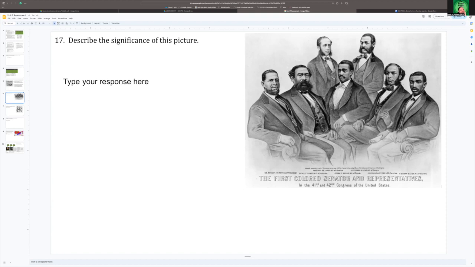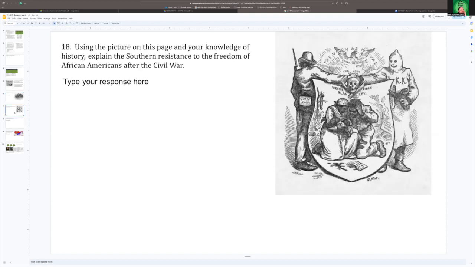But basically, the significance of this picture is multifaceted. It's not just the title of this photo that's here. I would also expect an answer that receives full points to talk a little bit about how their lives could have been threatened. They probably knew that their lives could have been threatened when they signed up to run, but they did it anyway because of the importance of it. So that's part of the significance of this picture.